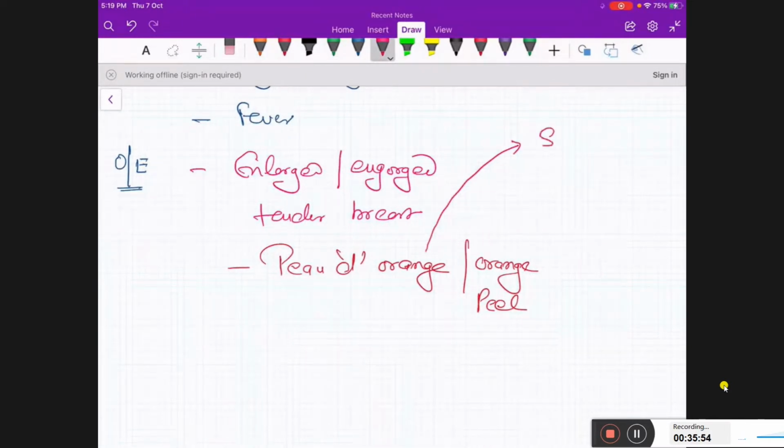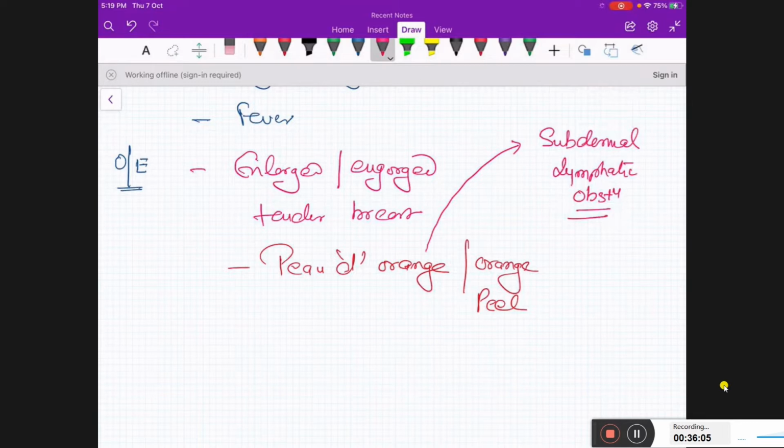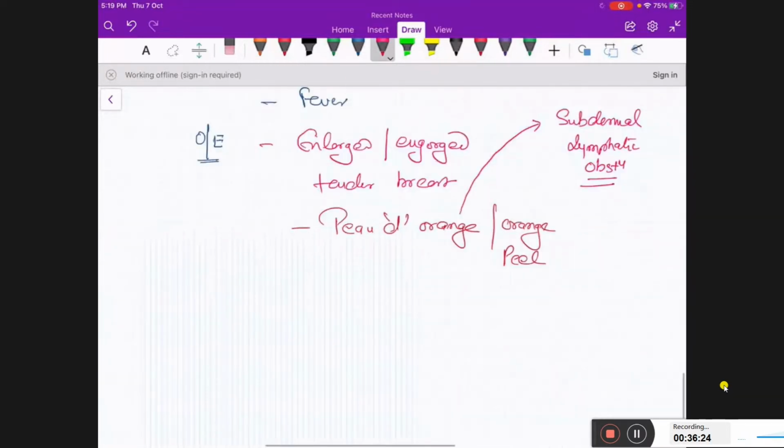It is due to subdermal lymphatic obstruction. The reason for this orange peel appearance is subdermal lymphatic obstruction. Whenever a subdermal lymphatic gets obstructed, either by a malignant cell or by inflammatory cells, a patient can have this appearance. Okay, now listen to this very carefully.